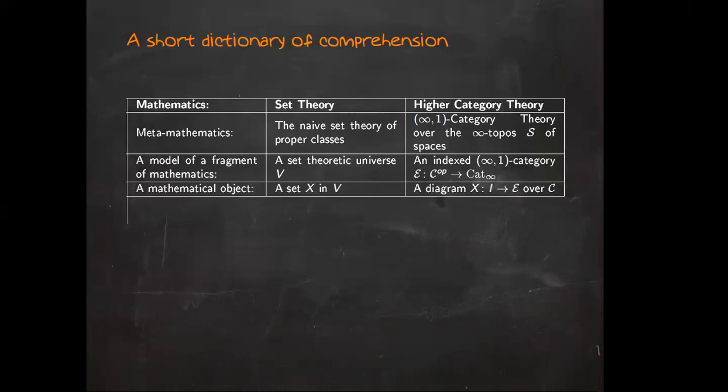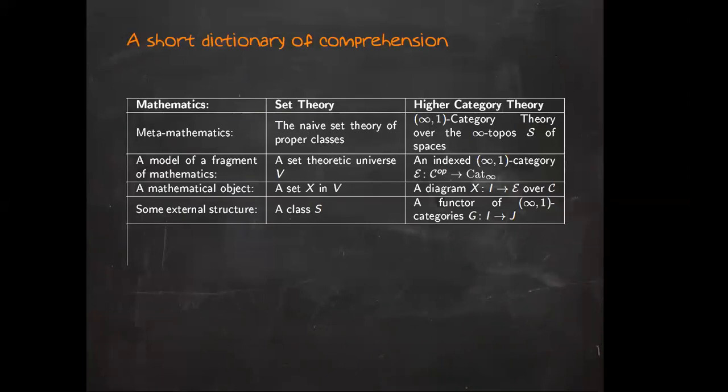Then what is a mathematical object? A mathematical object in set theory is a set X in our set theoretical universe. And in our case, it will be not just an object in the indexed infinity category, but it will be any sort of diagram, right? Because we basically move from properties to structures, right? And an object will be some structure in that indexed infinity category.